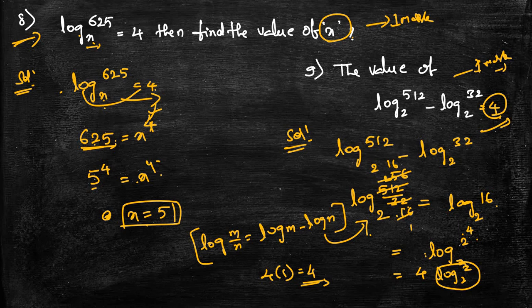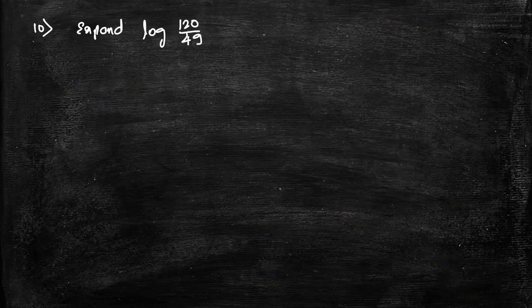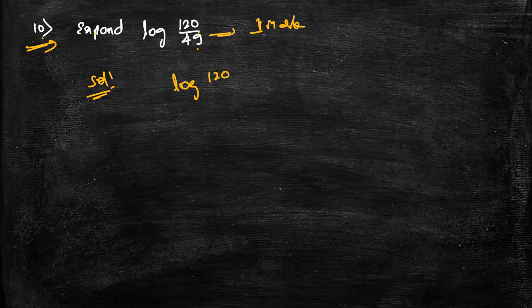Now moving to the next question, the 10th one. This 10th one is also very easy, a 1 mark question. The 10th one: expand log of 120 divided by 49. So this is a 1 mark question. Solution: log of 120 divided by 49. We can write it as log of 120 minus log of 49.